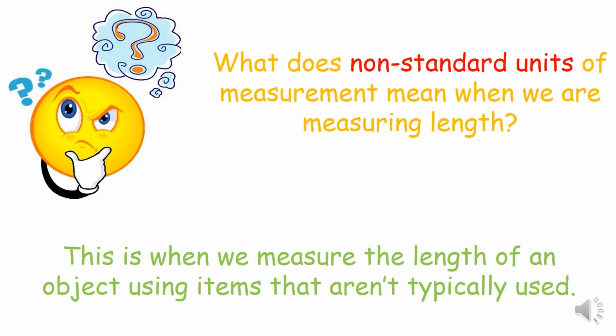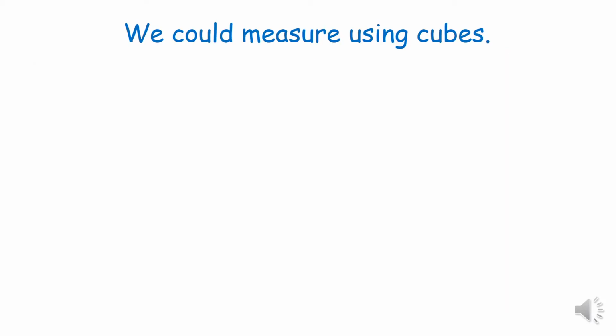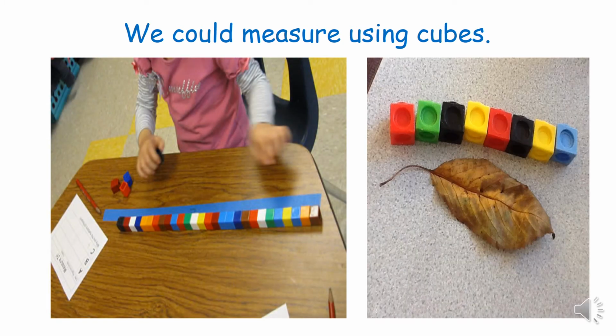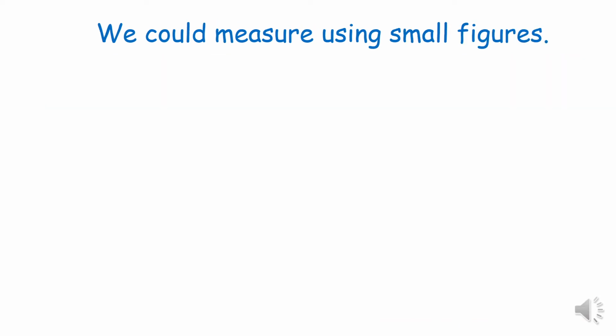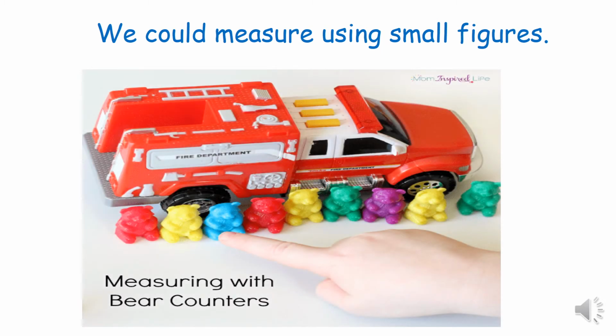Let's look at some examples of non-standard units of length. We could measure an item's length using cubes. We would need to line up the cubes across the length of the object and count the number of cubes to see how many cubes long the object is. We could measure using small figures. So here we've used compare bears. We've lined up the compare bears across the length of the object and counted the number of compare bears. You could do the same thing with counters.